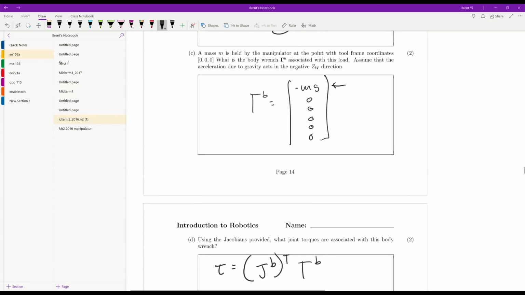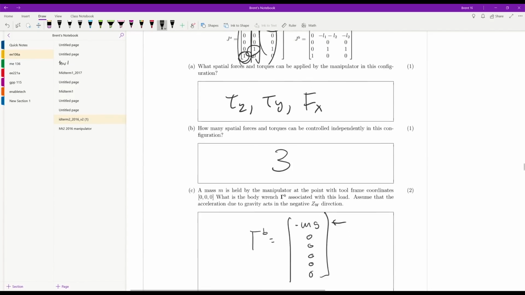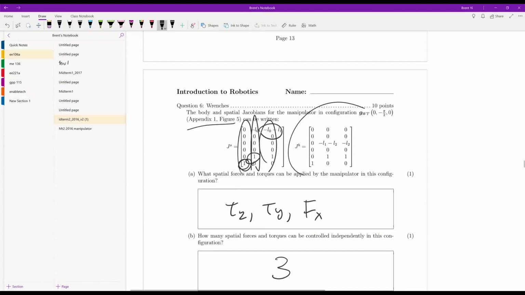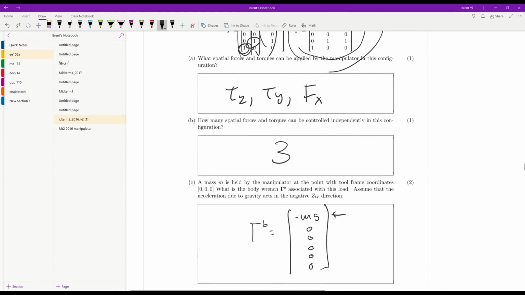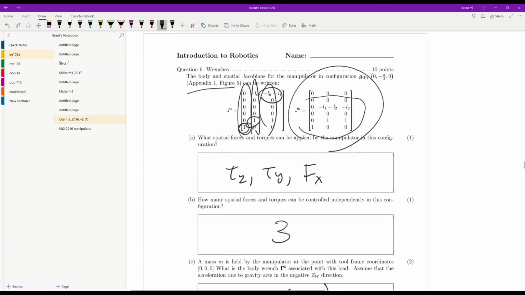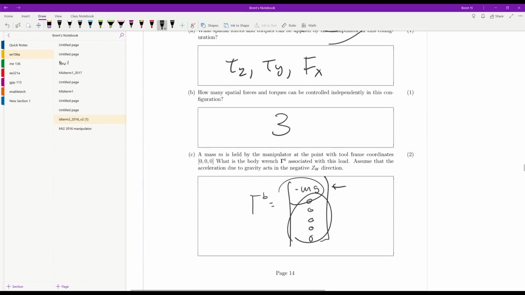For this wrench, it's just negative mg and then all zeros. If we scroll up and look at this body Jacobian, we see that none of these bottom terms matter because this is all zeros. And this top row is all zeros, and that gets multiplied with our negative mg. So everything just gets zeroed out. The joint torques is equal to 0.